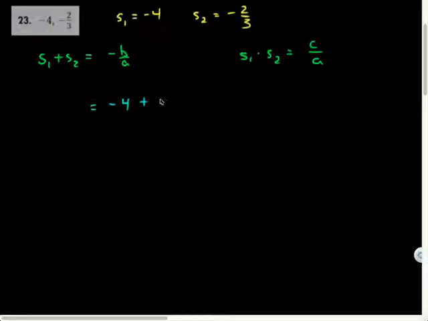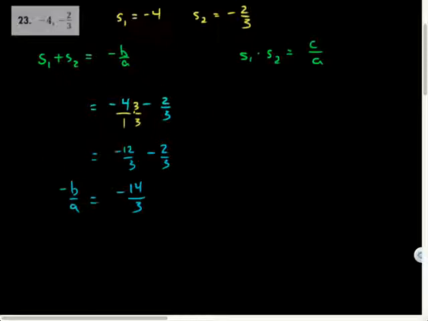But negative 4 plus a negative 2/3, I guess I could write that as minus 2/3. So if I add these together, I'm going to need a common denominator. Multiply by 3 over 3 here. So I'll get negative 12/3 minus 2/3. Sounds like negative 14/3 to me. And that should equal negative b over a. The ratio of negative b to a is that. It doesn't guarantee that a equals 3, necessarily.